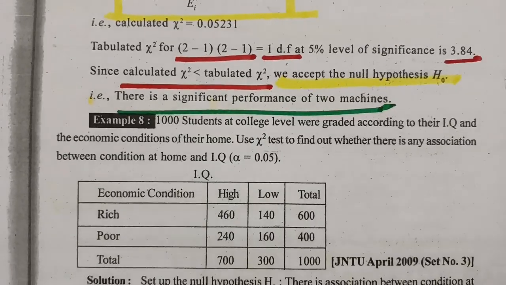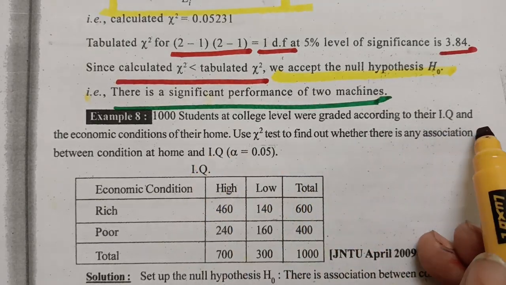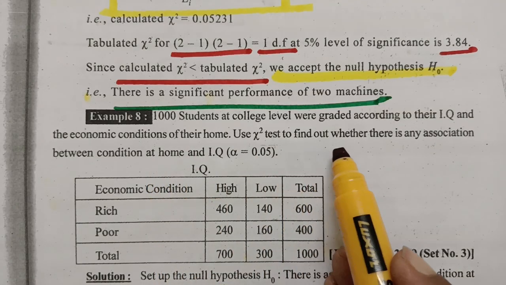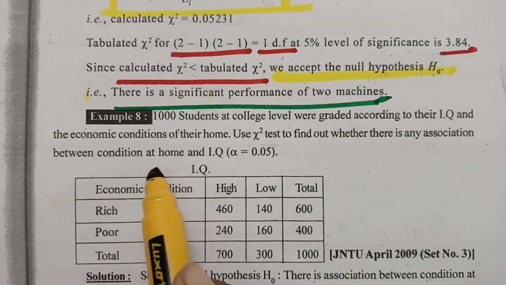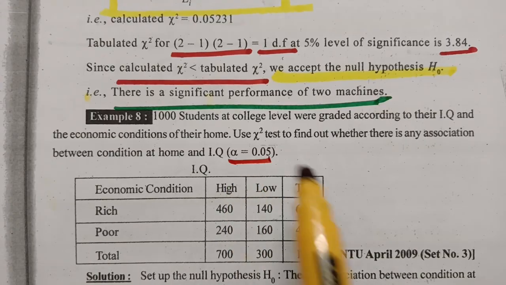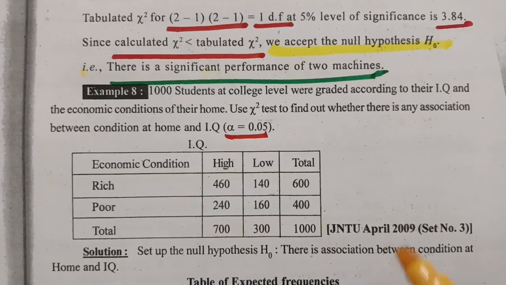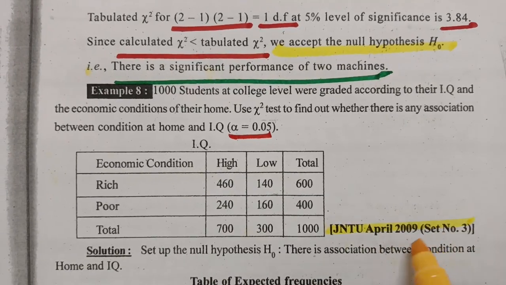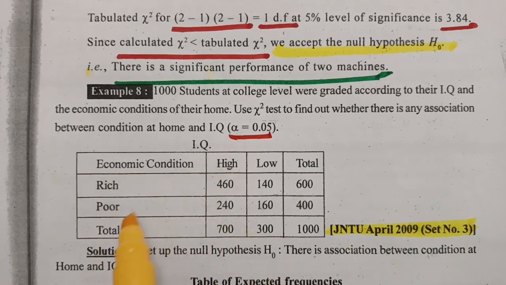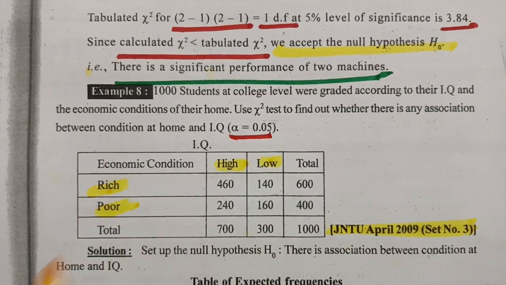And here is the 8th question. 1,000 students at college level were graded according to their IQ and the economic conditions of their home. Use chi-square test to find out whether there is any association between the conditions at home and IQ, at alpha equal to 0.05 level of significance. So observe that this is also very, very important. If there is a title, please remember that it will repeat. And here are the economic conditions, rich and poor, and here are the IQ levels, high and low.